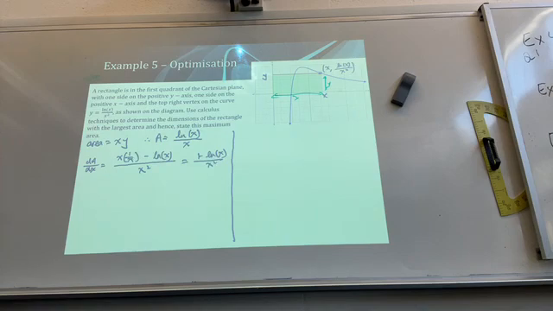Wait, give me Euler number. So by differentiating dA with respect to x, area with respect to x, dA/dx, I use the quotient rule. The denominator is x squared.